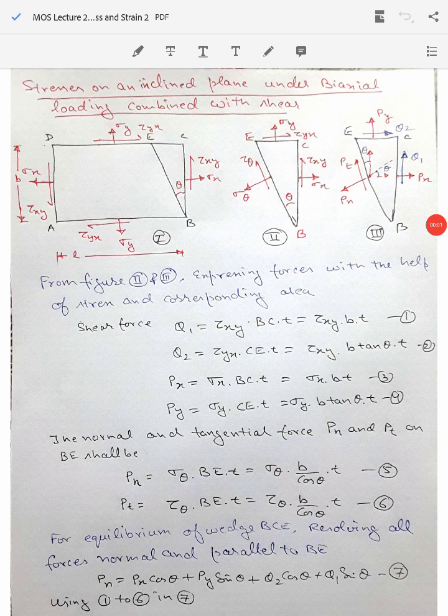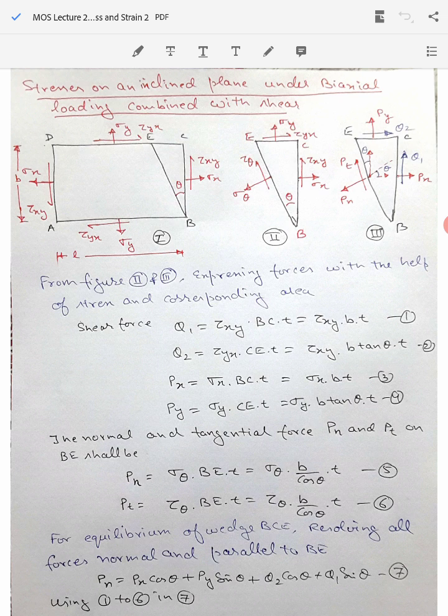Hello students. In today's lecture, we will take the next case to identify the principal stress and principal planes. In this case, apart from the normal stresses, the biaxial state of stress which we considered in our last lecture, sigma x and sigma y, there is a shear stress also acting on the system.